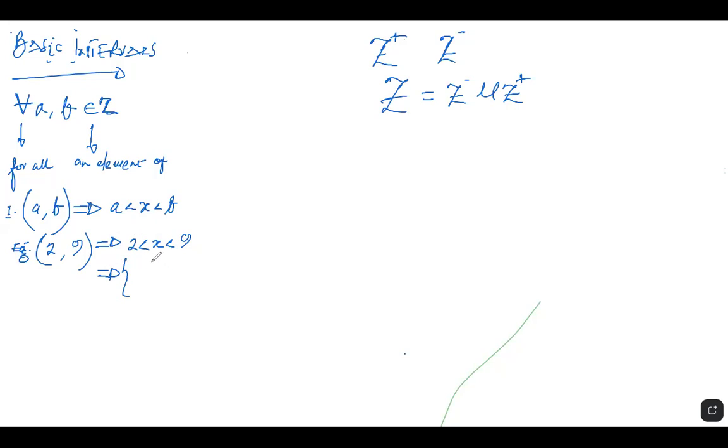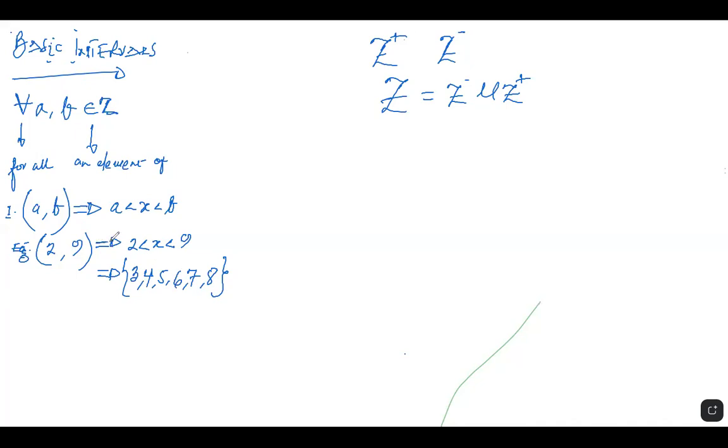So the values between 2 and 9, we're talking about between. Between means that the endpoints A and B are not included. So values between 2 and 9 finally become 3, 4, 5, 6, 7, 8. So when I write 2, 9 in parentheses, this is actually what I mean. I mean these particular values.